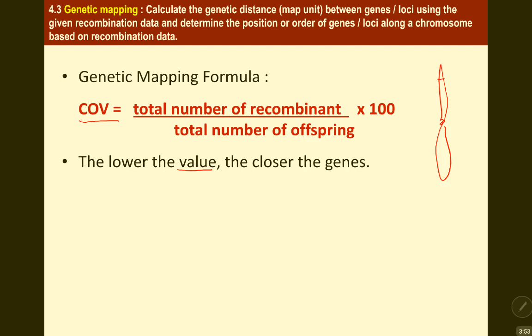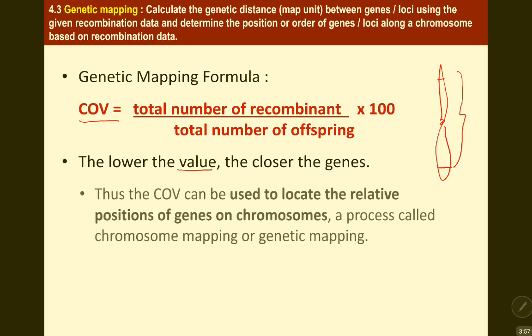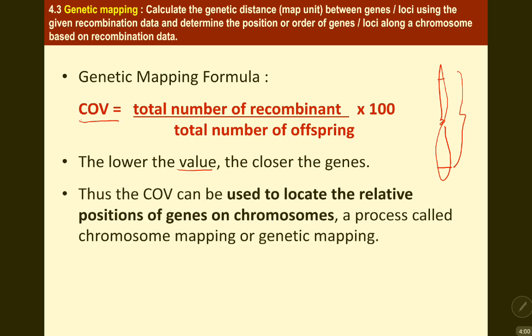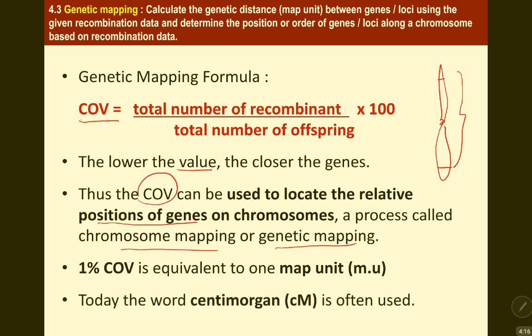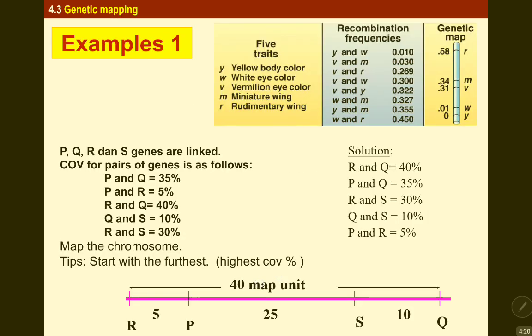When the value is higher, it means the genes are farther apart. Therefore this COV can also be used to locate positions of genes on a chromosome. This is called chromosome mapping or genetic mapping. 1% of COV is equivalent to 1 map unit. Sometimes we also use the unit centimorgan.